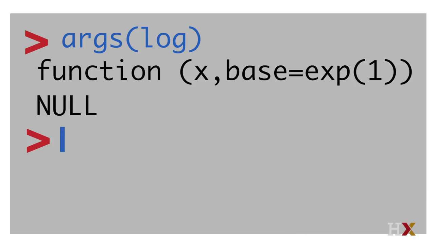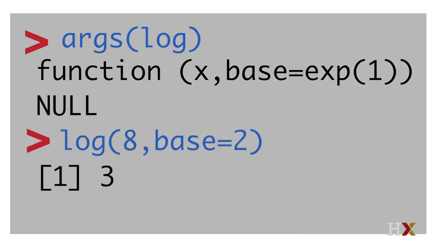You can change the default value by simply assigning another value. For example, if instead of natural log we want to get log base 2, we would type log of 8, and now we change the default of base to 2. I get the answer 3.